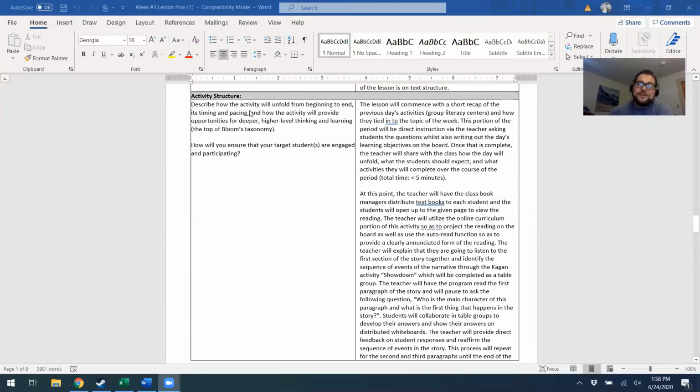Now, finally, we get into this part. How will the activity unfold from beginning to end? What's its timing and pacing? How will the activity provide opportunities for deeper, higher level thinking and learning?